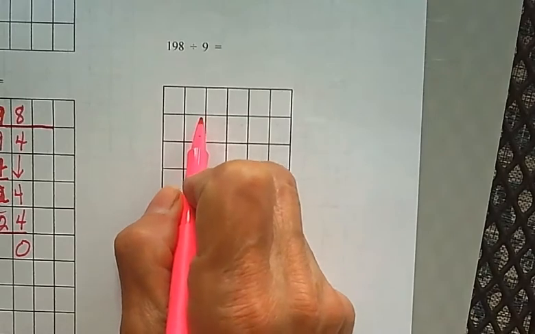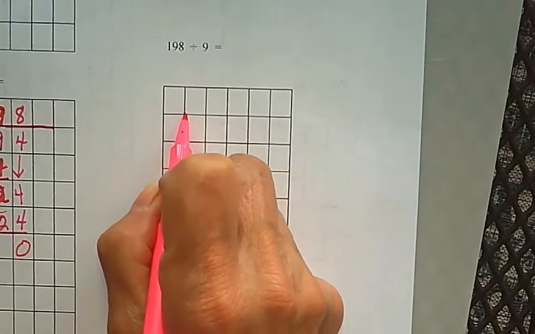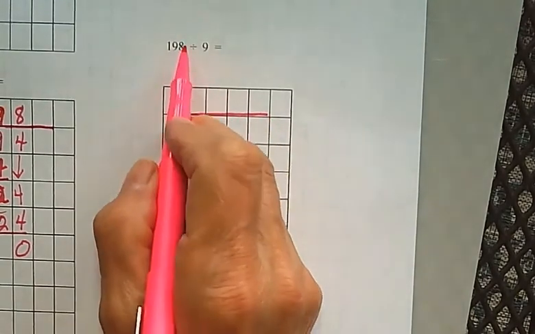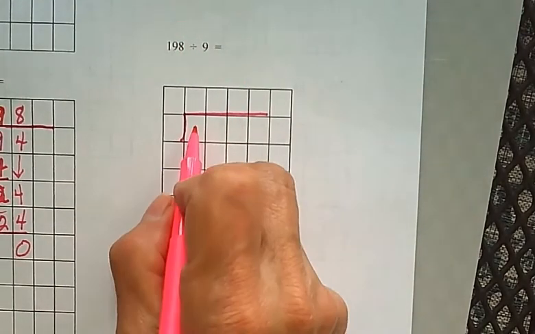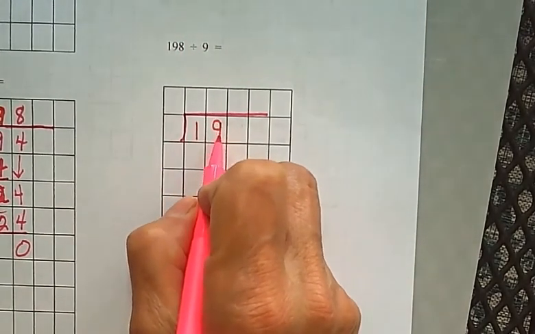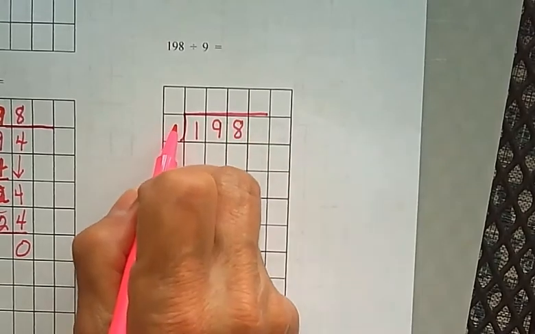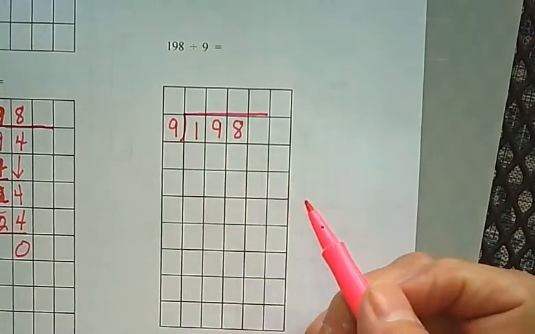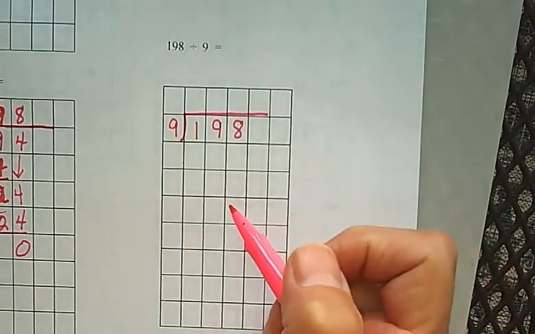All right, let's look at a third problem here. So again, we're going to make our division house. The first number goes inside our division house. That's our dividend. The second number goes outside the division house. That's our divisor.